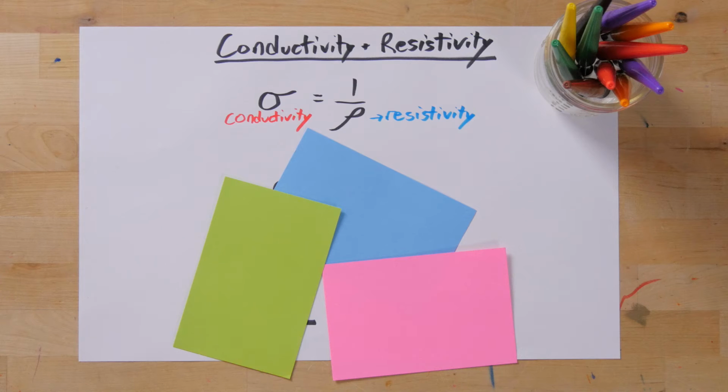Some materials can carry electric current better than others. These materials that are good conductors have what we call high conductivity. This is an intrinsic property of the material. It doesn't matter how much you have or the shape it's in, copper always has the same conductivity.